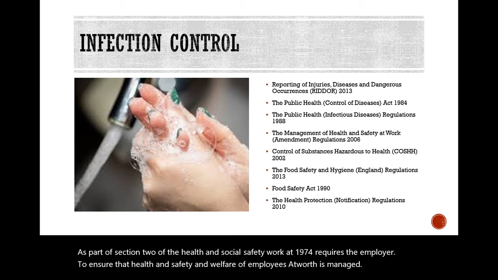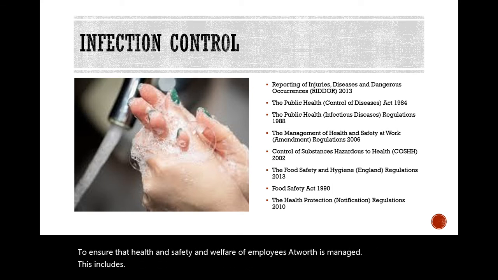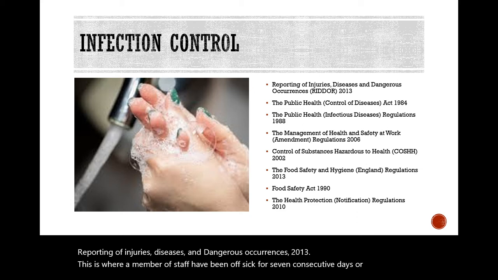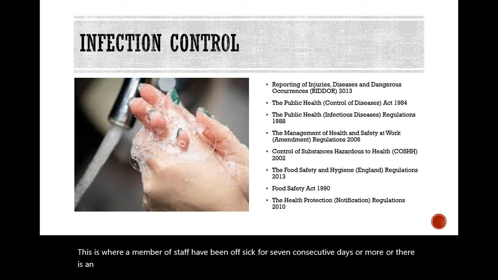This includes the Reporting of Injuries, Diseases and Dangerous Occurrences Regulations 2013. This is where a member of staff has been off sick for 7 consecutive days or more, or there is an infectious disease within the workplace. For example, COVID-19, Public Health England will step in.